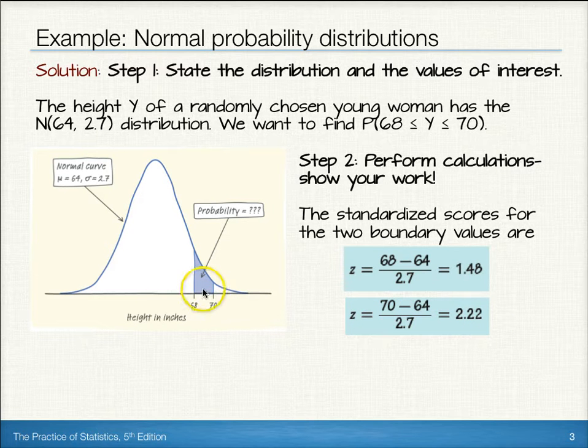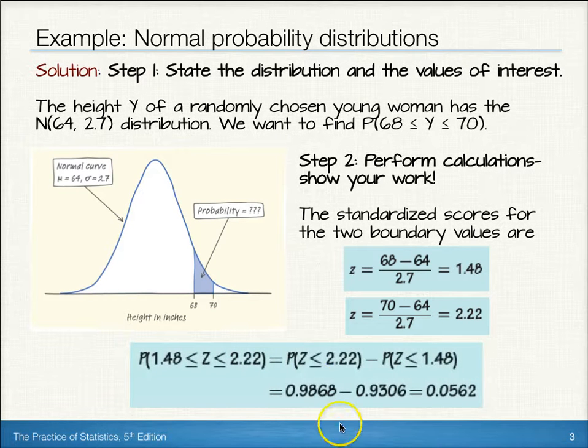Now we want the area in between, so what we'll have to do is refer to the standard normal table. Looking up z equals 2.22 in the table, we get 0.9868. And looking up z equals 1.48 in the table, we get 0.9306. Now these are the areas to the left of these boundary values, so to find the area in between, we simply subtract 0.9868 minus 0.9306, and we get 0.0562.